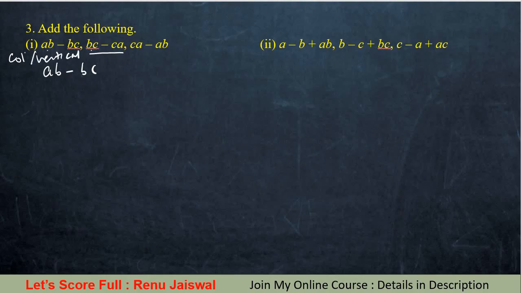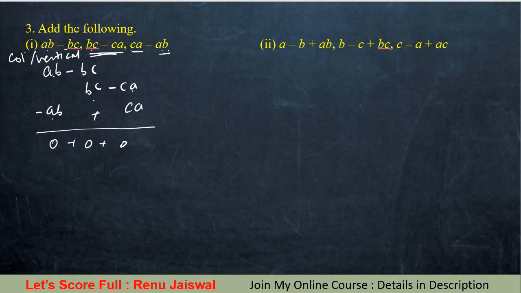Okay, vertical method. So here I'll write BC and then CA, no like term, so I'll write at the end. Then there is a CA and AB for the third term. So CA I have here, then minus AB I can put here, AB. And there is nothing in between, means plus. Plus AB minus AB cancel, minus BC plus BC cancel, same way cancel. So 0 plus 0 plus everything is 0. This is the addition.